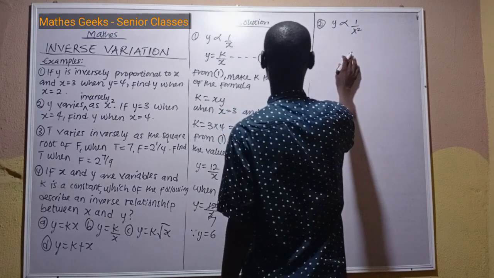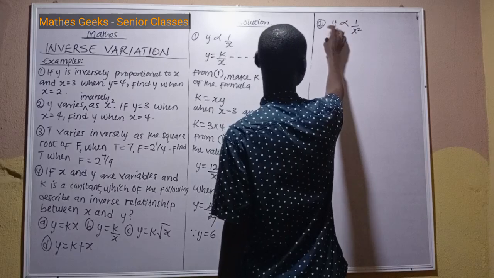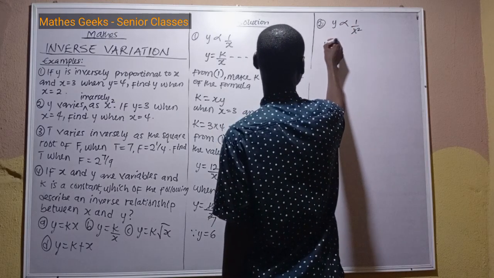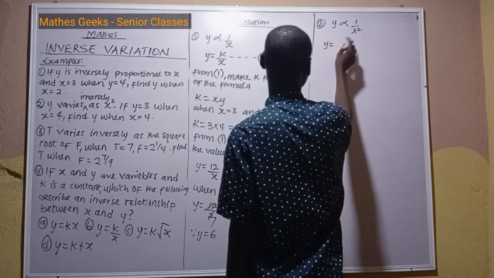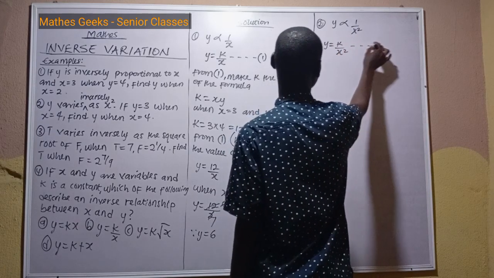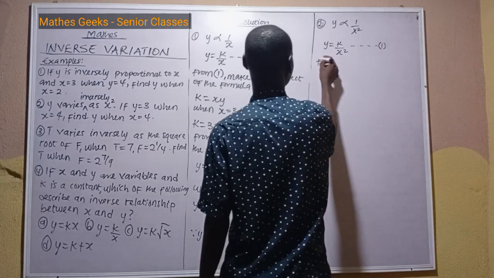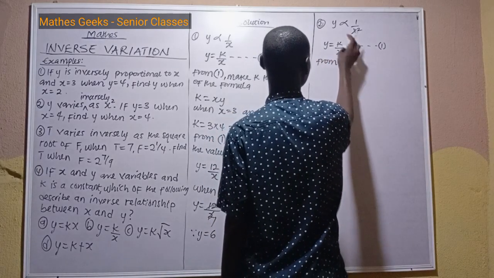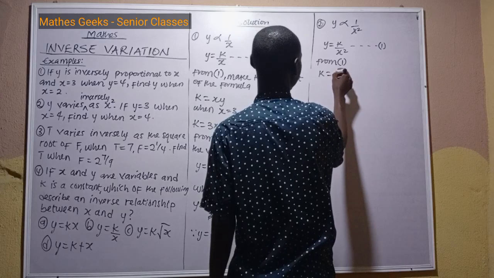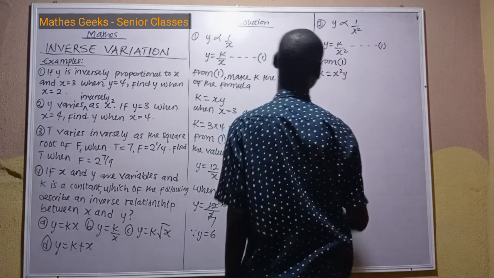So let's get a formula that will connect the two quantities y and x squared. So y, introduce the equality sign and then our constant k over x squared. So equation 1. So from 1, make k the subject of the formula. k equals x squared y.